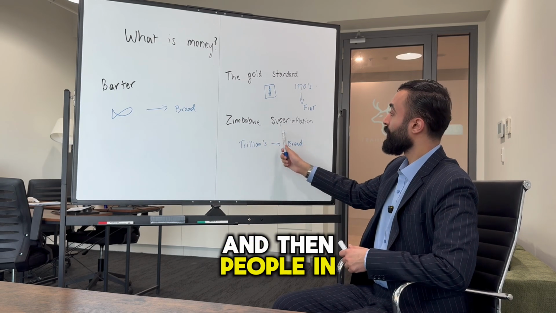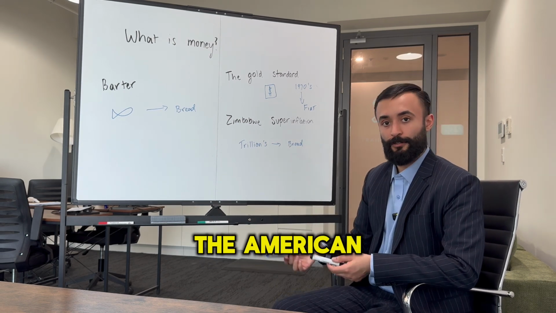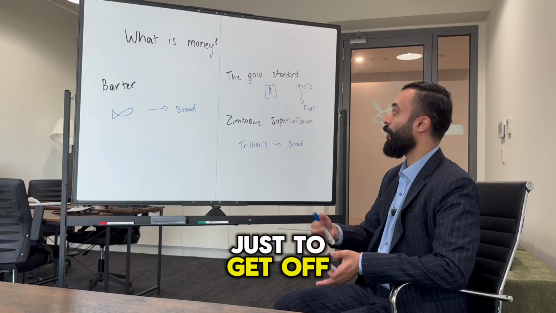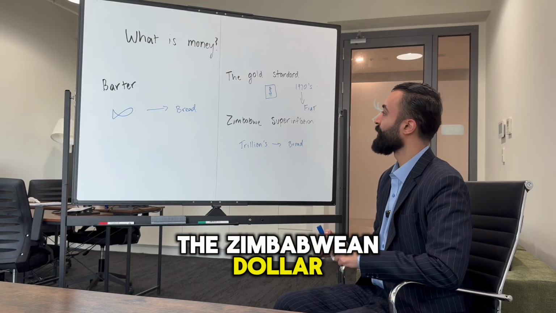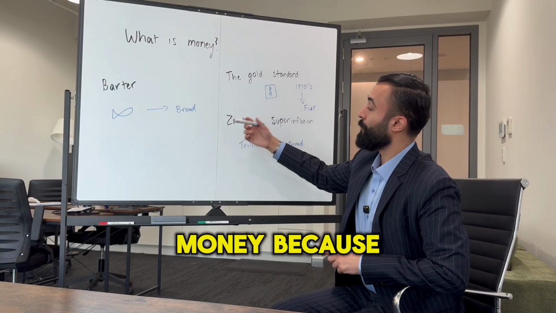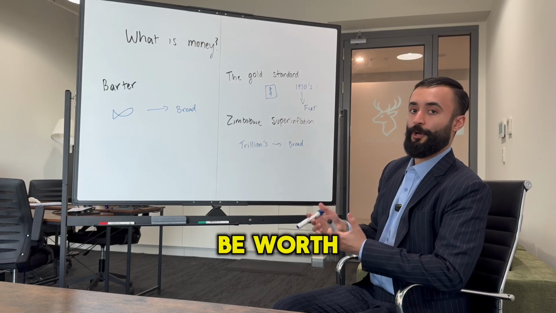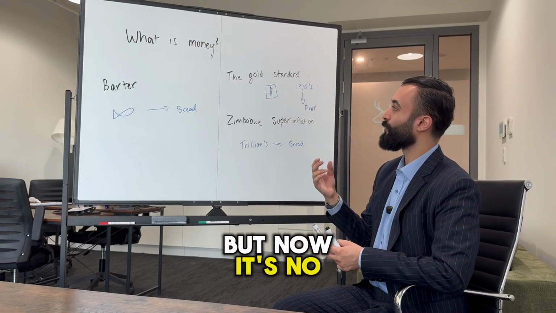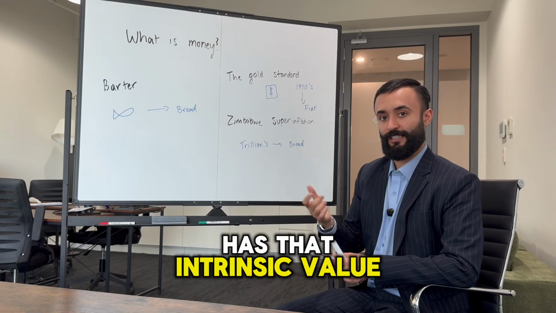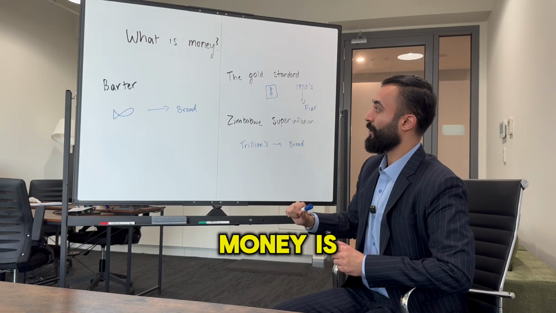And then people in Zimbabwe eventually switched to the American dollar or some other currency just to get off the Zimbabwean dollar. Governments can print more money because it's fiat currency. It used to be backed by the gold standard, so it used to be worth something. But now it no longer has that intrinsic value. And money is used as a bartering tool.